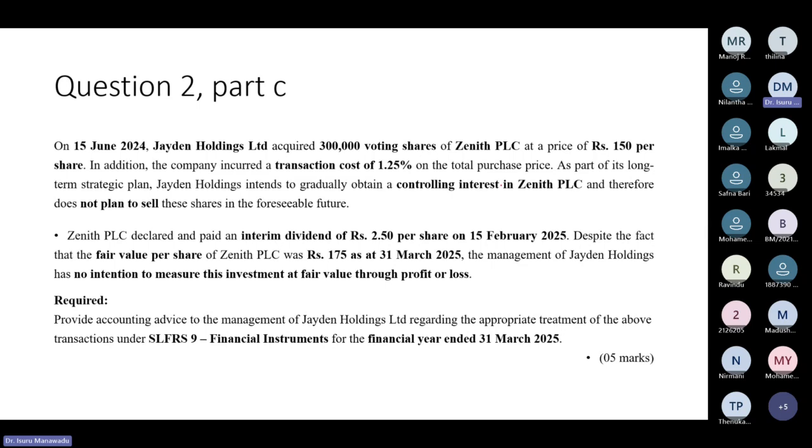45 million. Is that 45 million? $300,000 into 150, yes, 45 million. This is the initial fair value, and you need to add the 1.25 transaction cost.